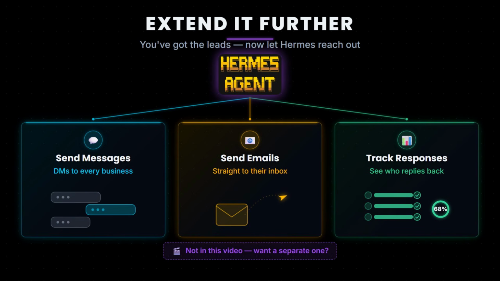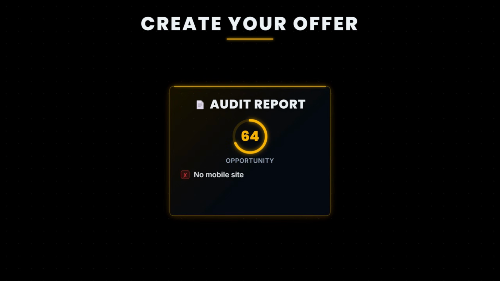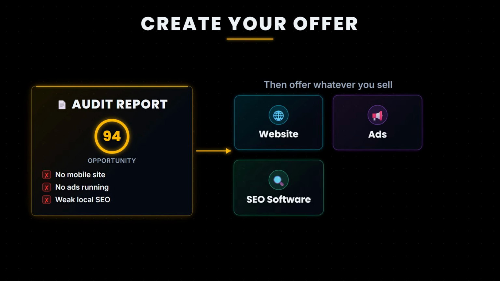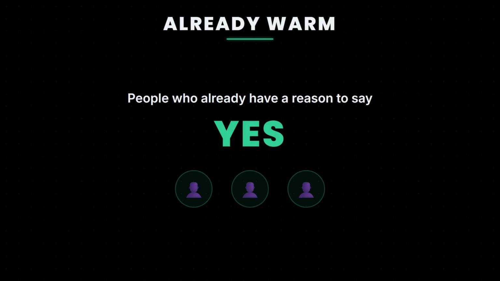I'm not covering that in this video, but let me know if you want me to create a separate video on that. You can in fact create an audit report out of this research data and then offer whatever you sell, like a website, ads, SEO, software, or anything else. The system hands you the people who already have a reason to say yes.